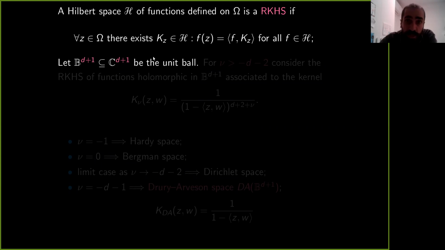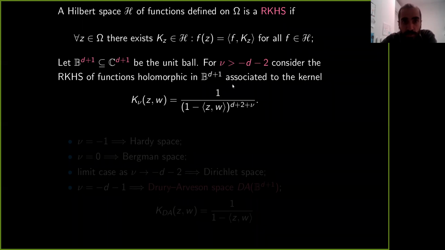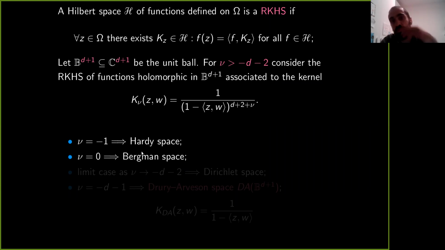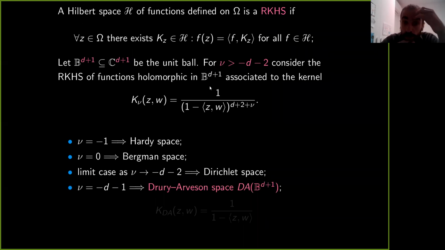And as we actually already saw this morning in Mikkel's lecture, we can consider on the unit ball, for a given parameter nu greater than -d minus 2, this well-known family of reproducing kernels. This family includes Bergman spaces, weighted Bergman spaces, all spaces that we all know about. So we have the Hardy space on the unit ball for nu equals -1, the Bergman space for nu equals 0. When nu goes to -d minus 2, we have the limit case, which is the Dirichlet space, and the kernel looks a little bit different. We have a logarithm, and for nu equals -d minus 1, we have the Drury Arveson space.